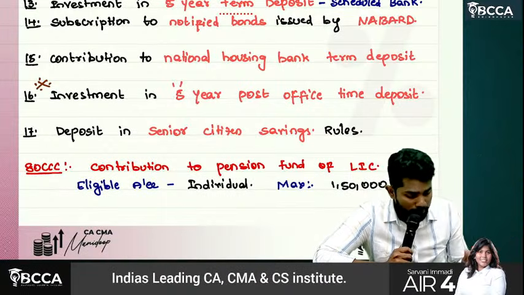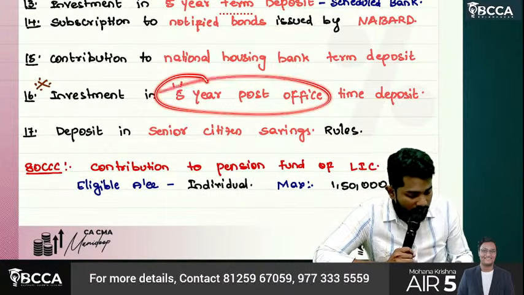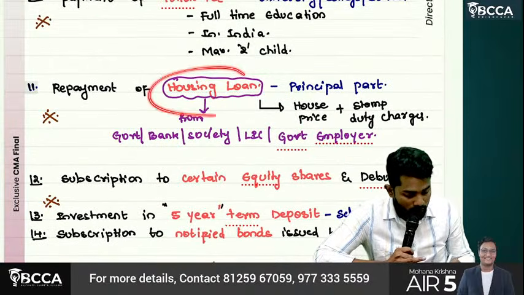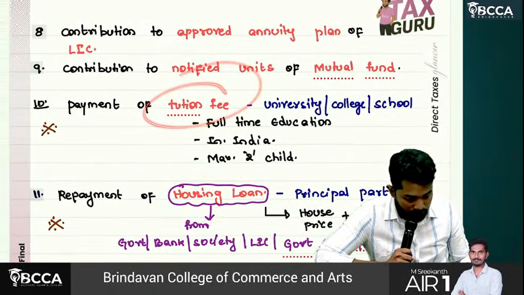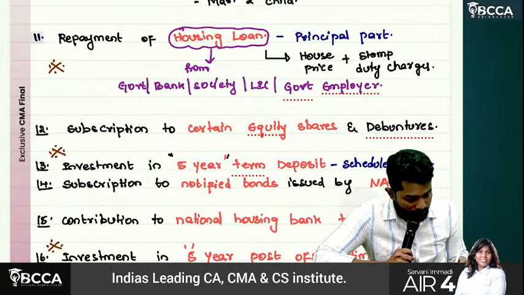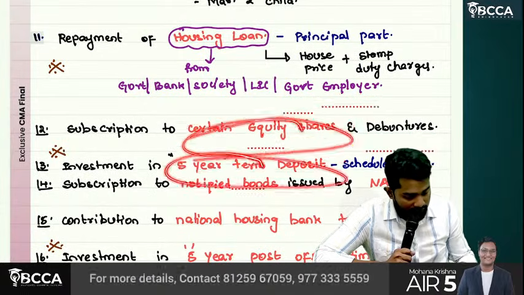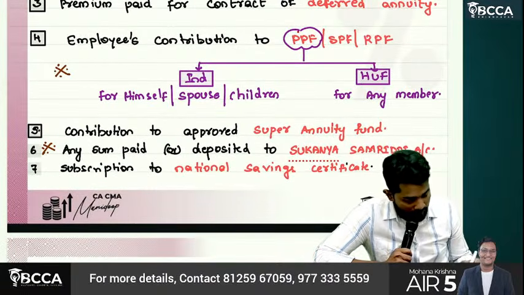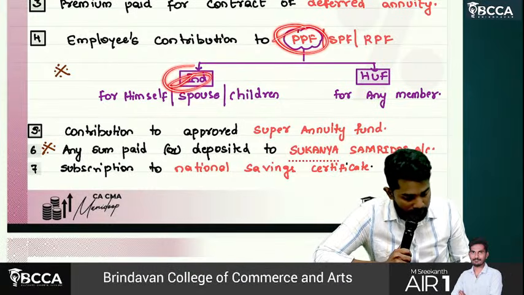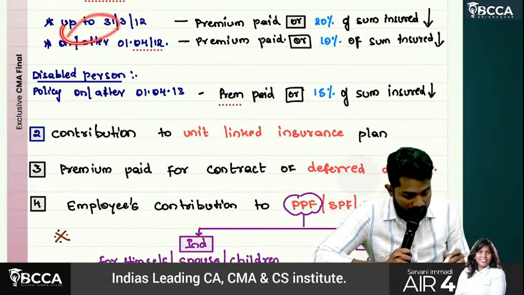Okay, we cannot remember all this, sir. What I said: 5-year post office term deposit, you should remember; housing loan point, tuition fee, full-time education point, subscription to certain equity shares and 5-year term deposits, then PPF contributions, PPF, SPF, RPF, then LIC premium. Okay.